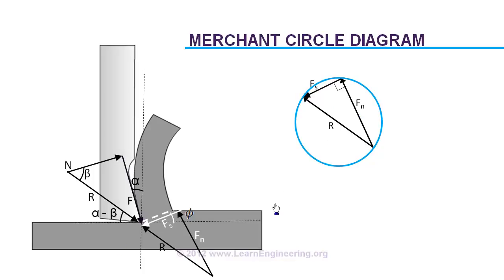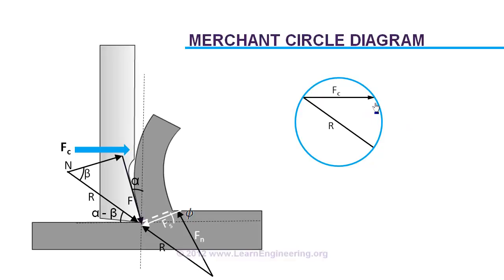Now back to the basic question. How to determine the cutting force Fc? We know cutting force is parallel to the tool motion. So what we have to do, we will just mark a parallel line over here. Like this. So this will be the magnitude of cutting force.